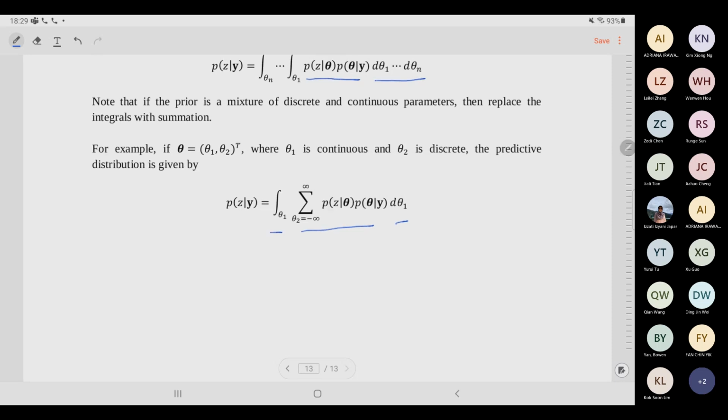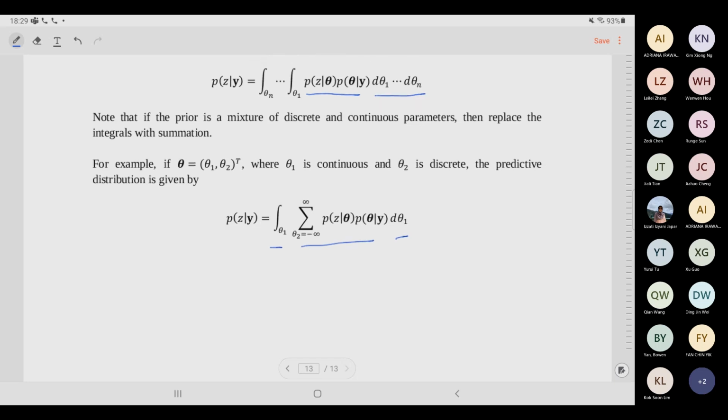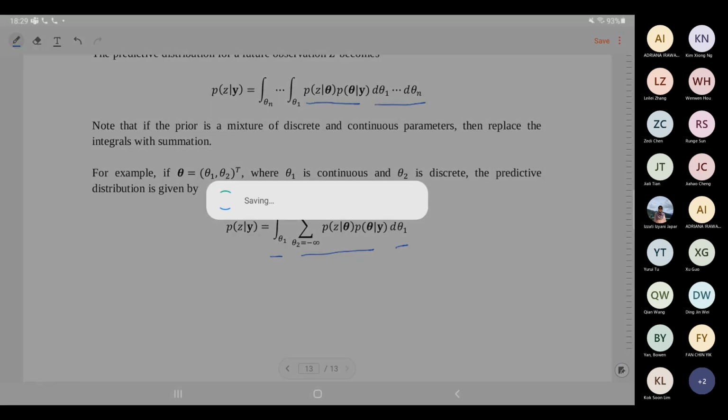Okay, so that's the end of the prior chapter. Do you have any questions, class? No questions. All right, if there is no question, then we will just continue on to the next chapter.